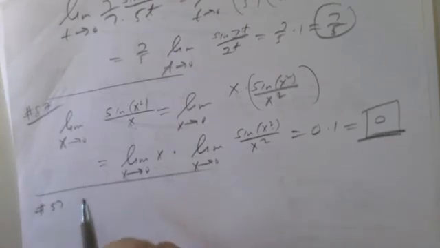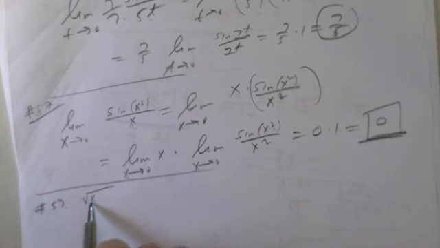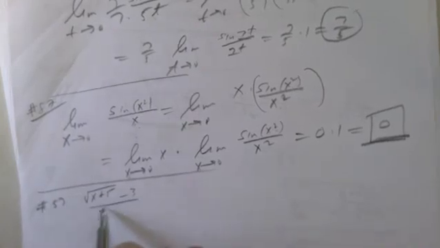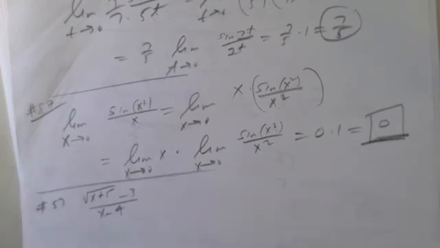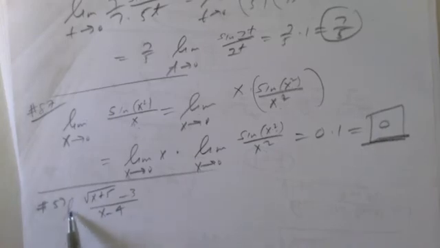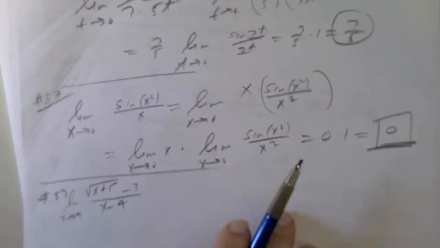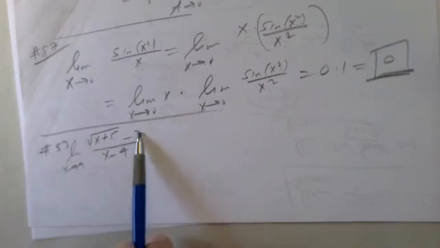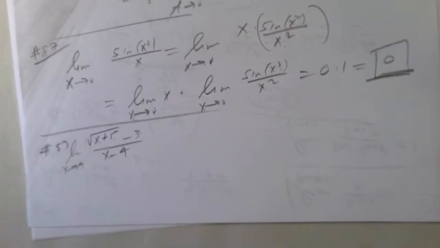So number 57 is the square root of x plus 5 minus 3, divided by x minus 4. And I want to take the limit as x goes to 4. Now, of course, when x is equal to 4, you get the square root of 9, which is 3 minus 3. You get 0 in the numerator and also in the denominator.